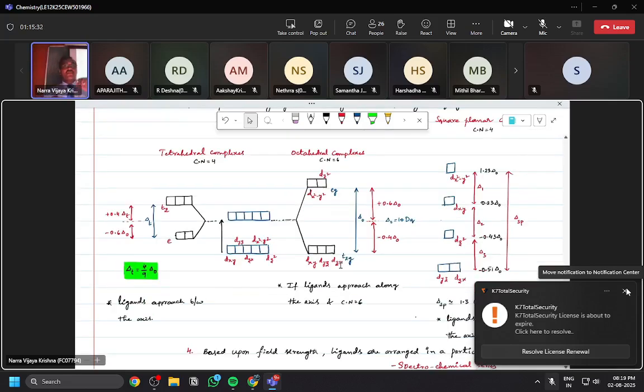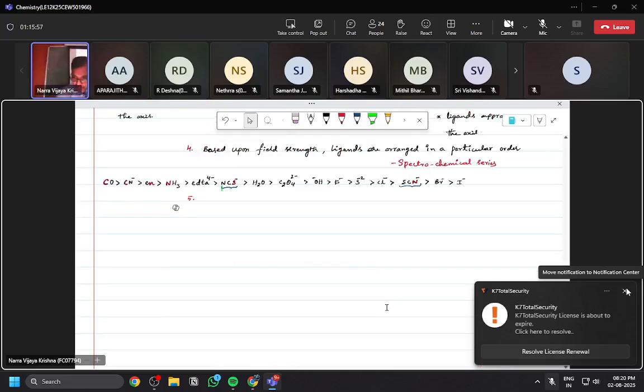How to fill it? 1, 2, 3. Now the 4th electron. Whether that 4th electron goes here or pairs up depends upon the delta naught value. If delta naught is less, the 4th electron goes to Eg. If delta naught is high, the 4th electron will pair up. Are you able to understand? Now I am writing the 5th point. If delta naught value is greater than pairing energy, P represents pairing energy.